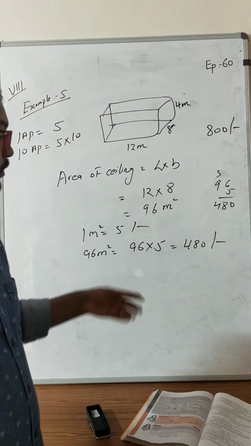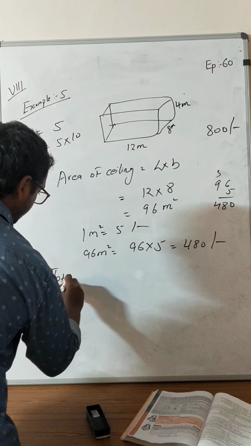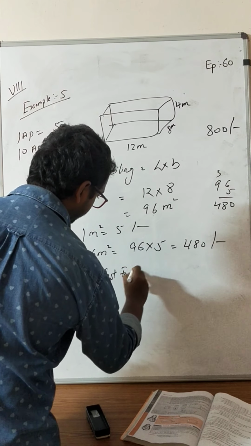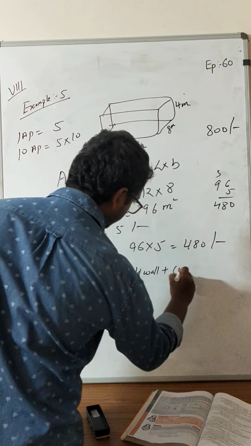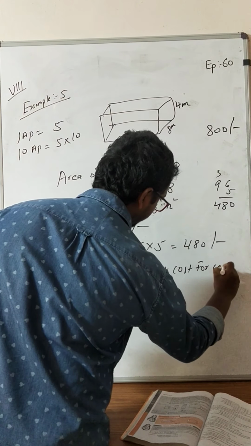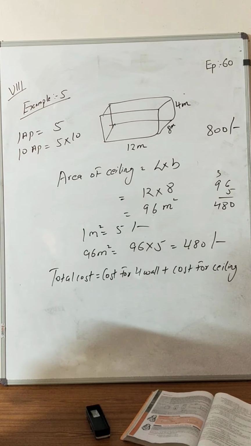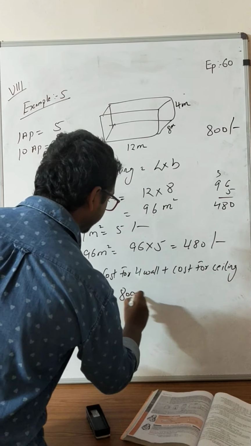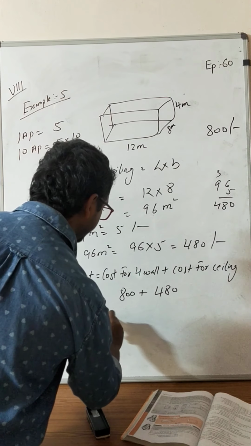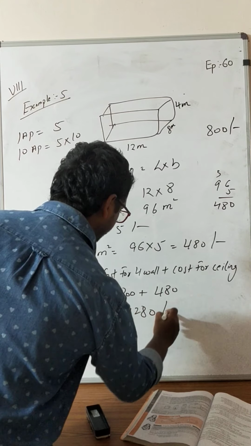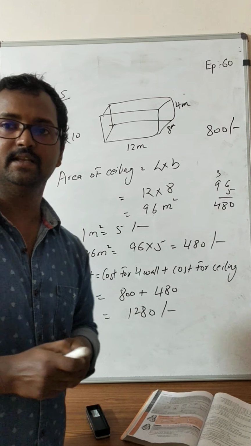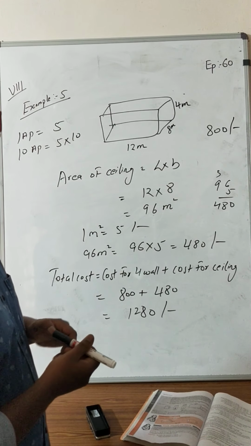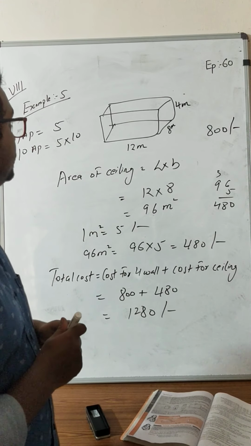Now, let us find the total cost. Total cost is equal to cost for four walls plus cost for ceiling. Cost for four walls is 800 plus cost for ceiling is 480. If you add, we will get 1280. Yes, that is the right answer. It will take 1280 rupees for whitewashing the four walls and the ceiling. So we are done with this question.